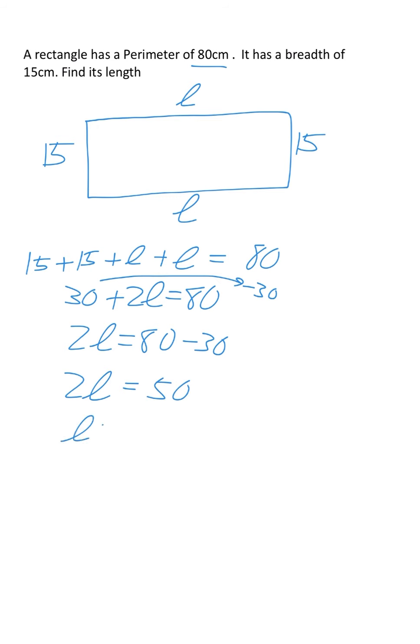So then to find out what the length is, just do 50 divided by 2 because 2 is in front of L. So L is equal to 25 centimeters. So 25 centimeters is our length. And if you wanted to check your answer by putting 25 back in and doing 25 plus 25 plus 15 plus 15, you would end up with 80 centimeters.